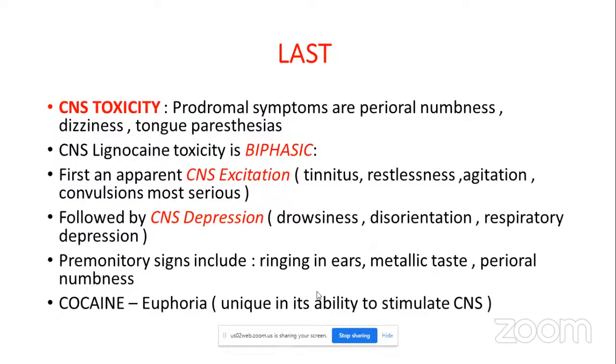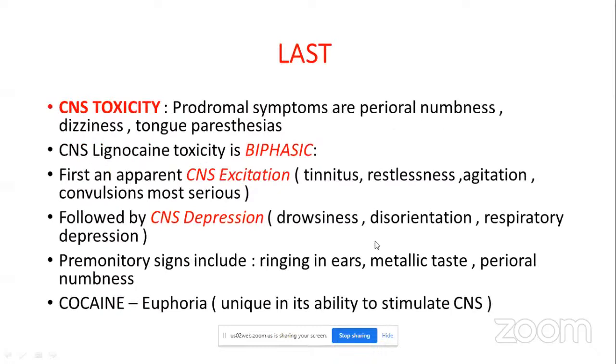CNS toxicity is seen with LAST. Prodromal symptoms, as I told, are perioral numbness, dizziness, and tongue paresthesias. Lignocaine toxicity is biphasic. Why is it biphasic? Initially, there will be CNS excitation followed by depression. For CNS excitation, a patient will complain of perioral numbness, tinnitus, restlessness, agitation, and lastly, convulsions, which are most serious, followed by depression, drowsiness, disorientation, and respiratory depression.